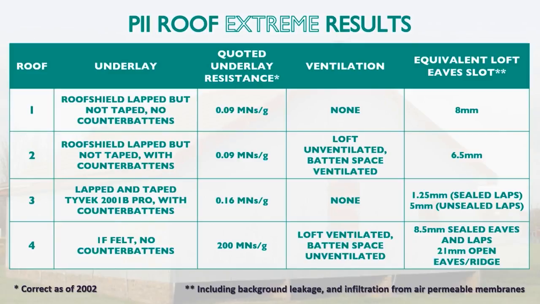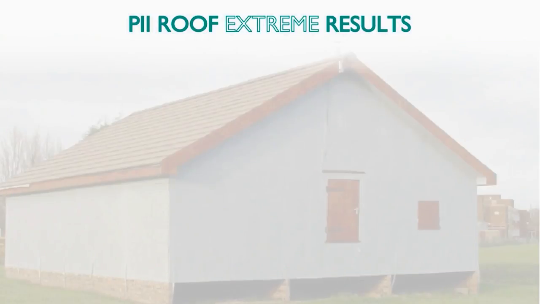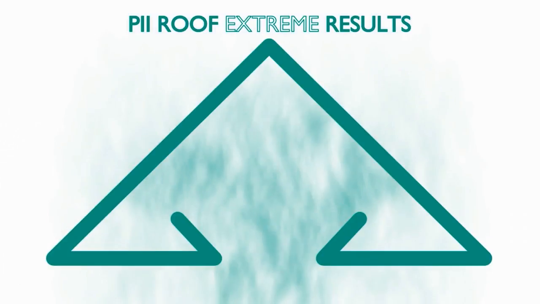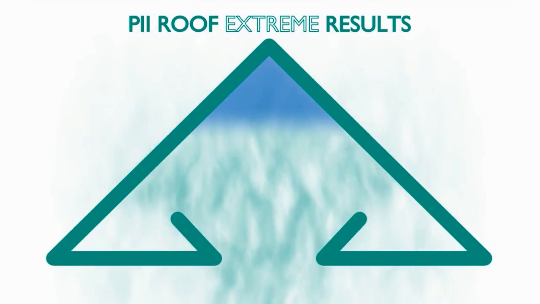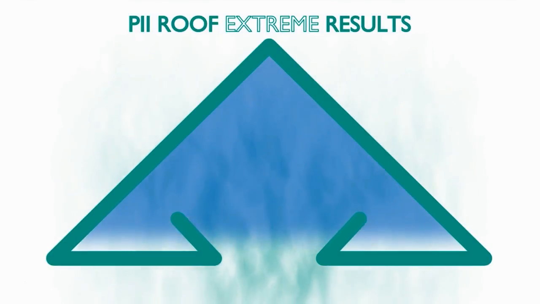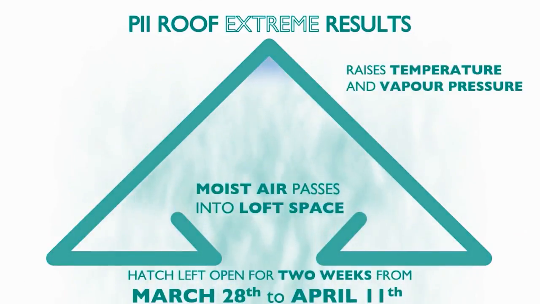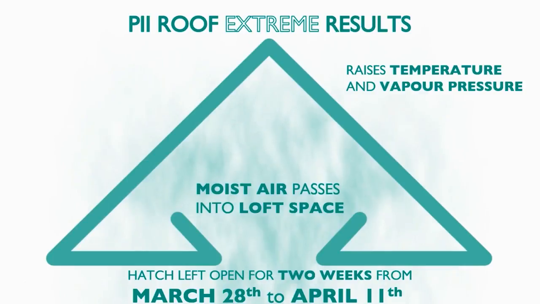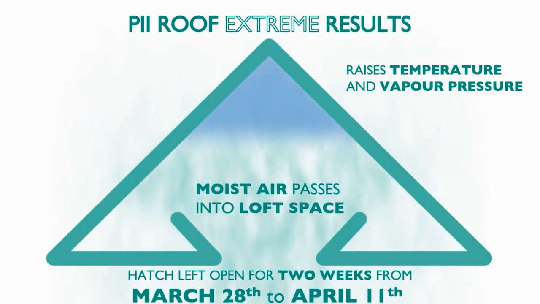Here we're going to focus on the worst case result from tests where the condensation risk was elevated as high as possible. In the worst case test, not only were the loft hatches unsealed, but they were left open, and the moisture load increased by heating water baths to simulate an open hatch in a humid bathroom environment. The combined effect of this is to raise the temperature and the vapour pressure in the loft, making it more likely that condensation problems will occur.